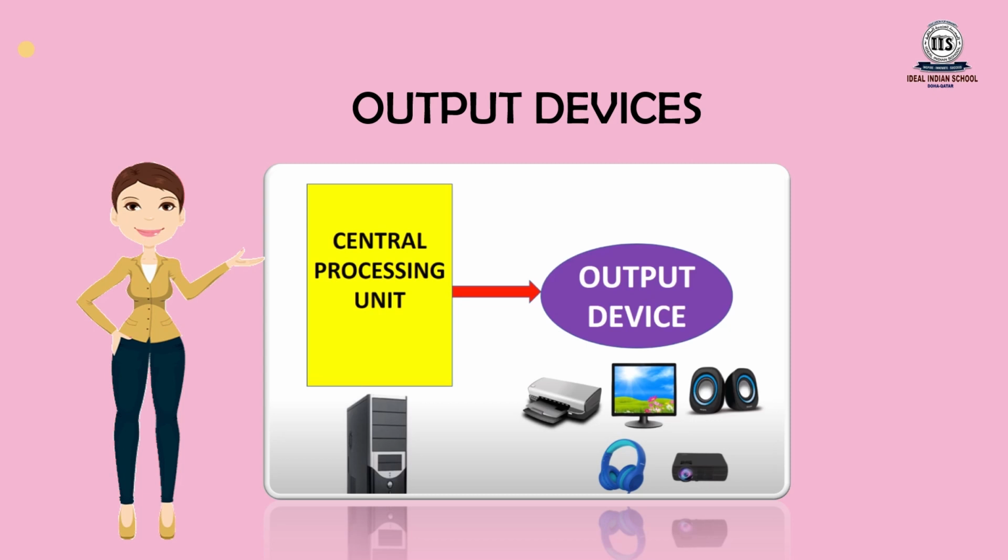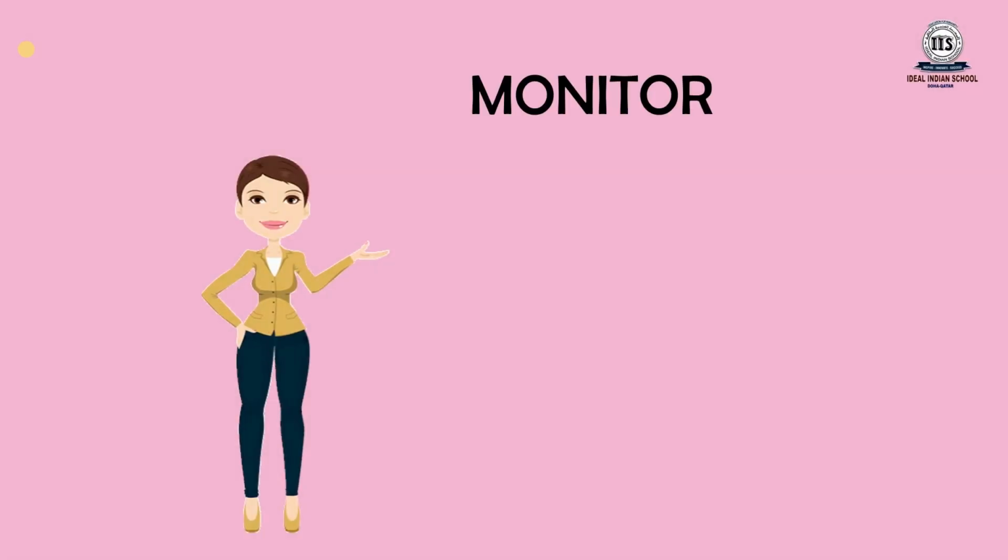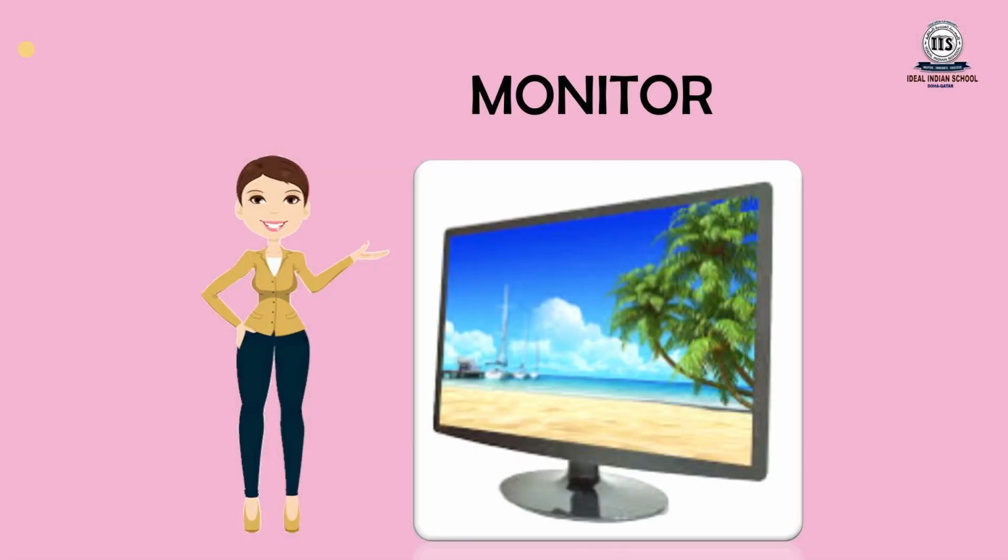The result that comes out after processing the instructions is called output. The devices that help us in getting and viewing desired results are called output devices. Some basic output devices are, let's begin with a monitor. A monitor is an output device which is used to display the output on its screen. Information displayed on the monitor is called or referred to as a soft copy.